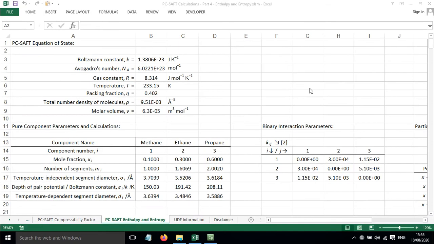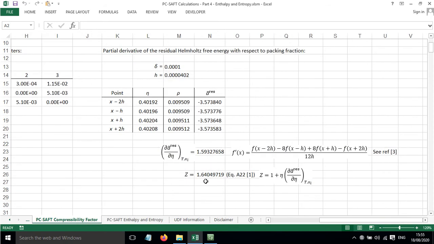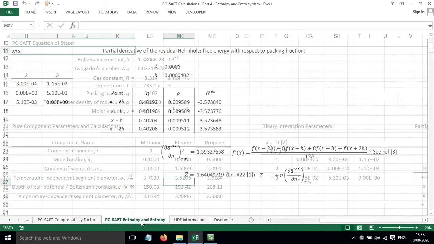In this screencast, I'll show you how to calculate the enthalpy and entropy for a non-associating system using PC-SAFT. Now, in a previous video, I showed you how you could use the formula for numerical differentiation to get the partial derivative of the Helmholtz free energy with respect to packing fraction, and then we could calculate the compressibility factor.